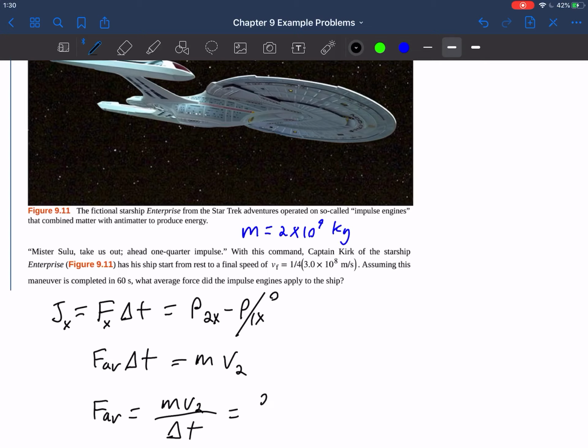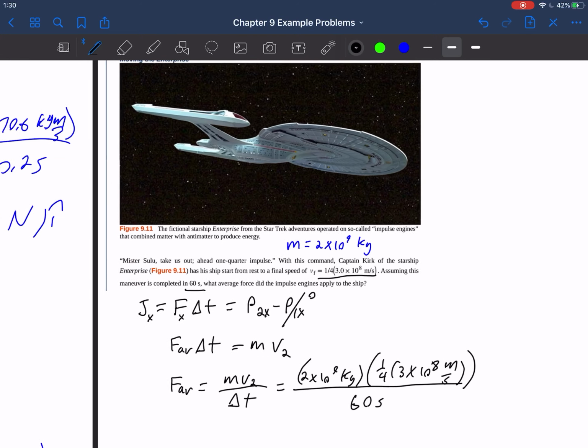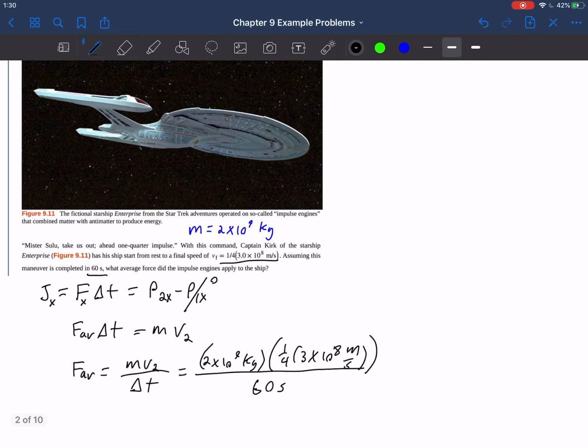The mass is 2 times 10 to the 9 kilograms. The velocity at this later time, our final time, is equal to 1/4 times the speed of light, which is 3 times 10 to the 8 meters per second. And finally, it tells us that the engines are on for 60 seconds. Okay, and so we can just plug into this equation, and we find that the average force is equal to 2.5 times 10 to the 15th newtons.